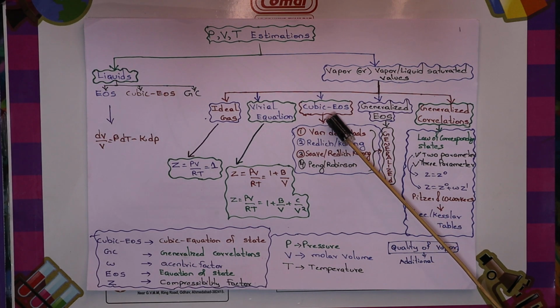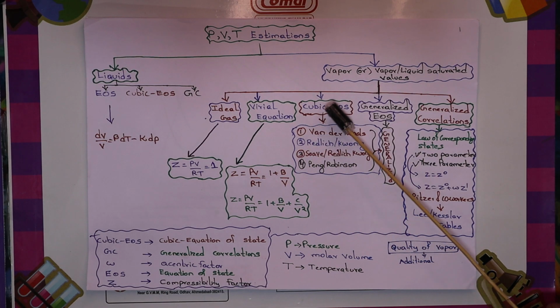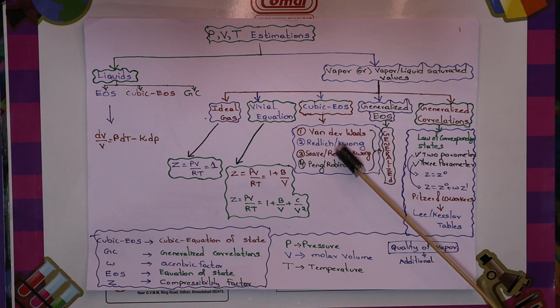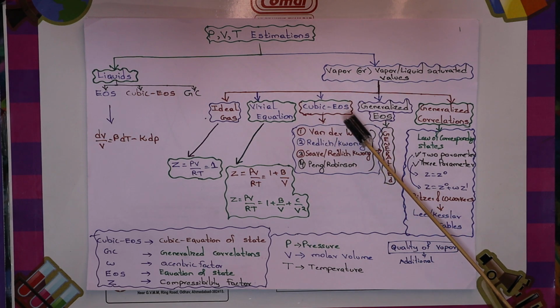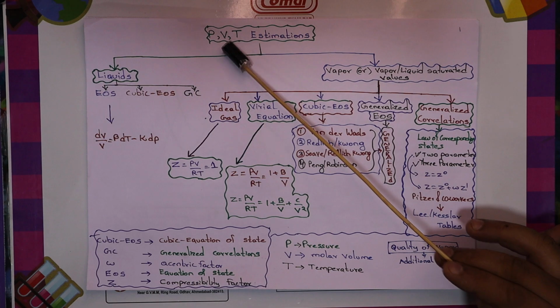Here it is itself giving the information: it is cubic. That means the equations are cubic in form. Whenever you try to solve equations which are cubic in form, you are going to get three different roots. That means the cubic equation of state will give three different volumes, because it is cubic in nature, for a given pressure and temperature condition.